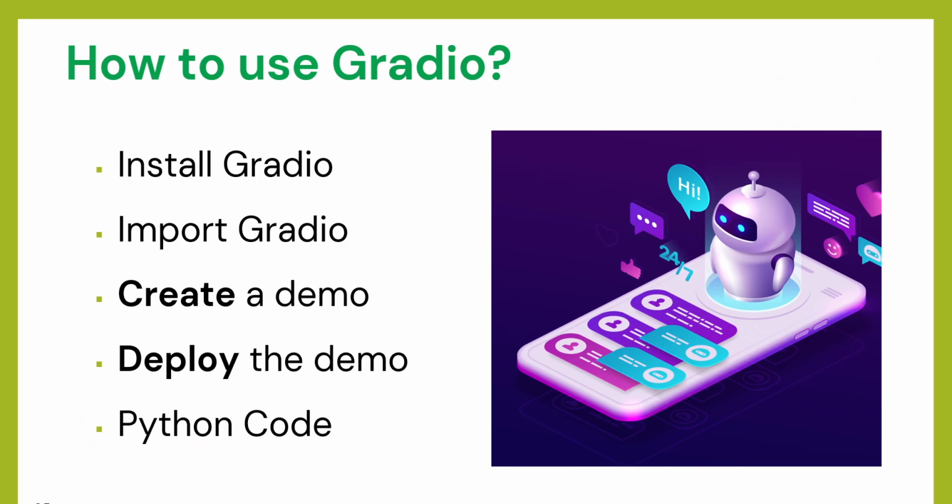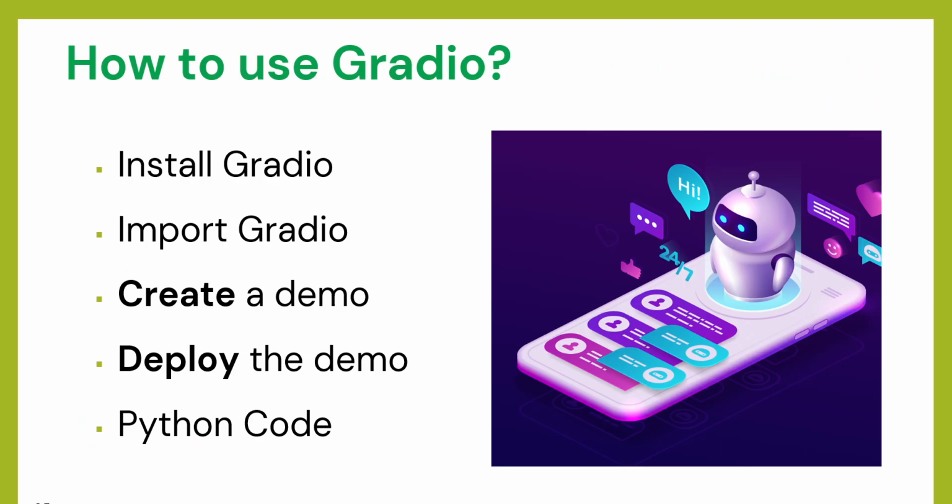So for this, we first need to install Gradio using pip, which is a Python package manager. Then we need to import Gradio into the Python code and create a demo using Gradio's API. Then we can deploy the demo to a website or share the link. For better understanding, let's understand it using the Python code.